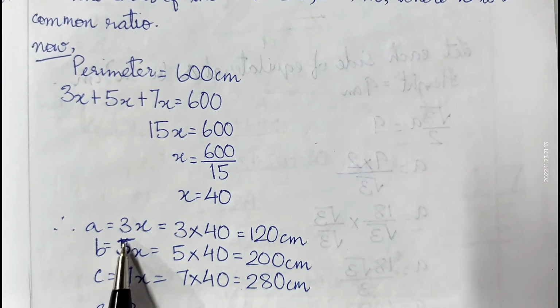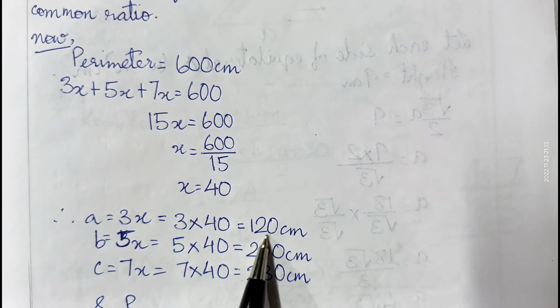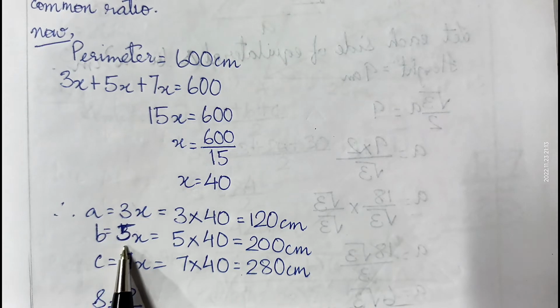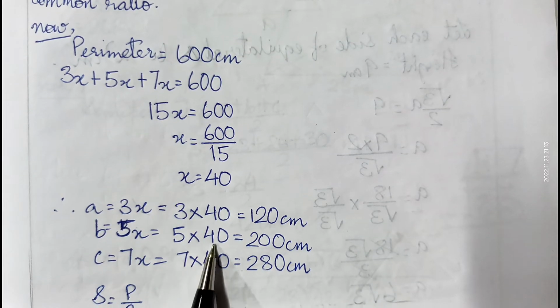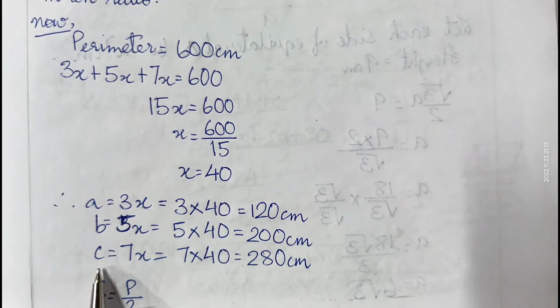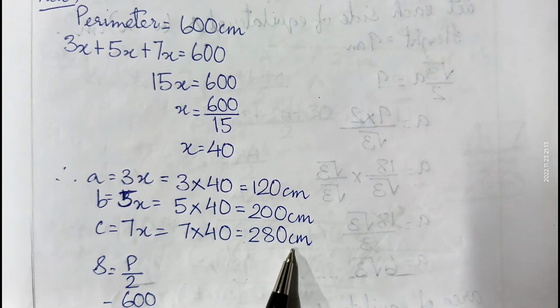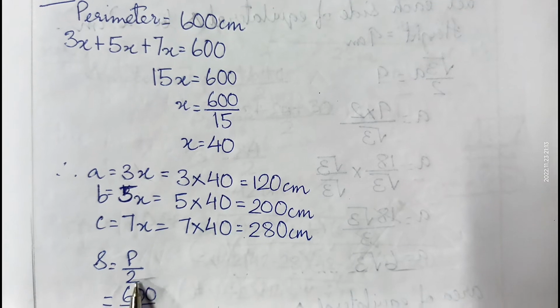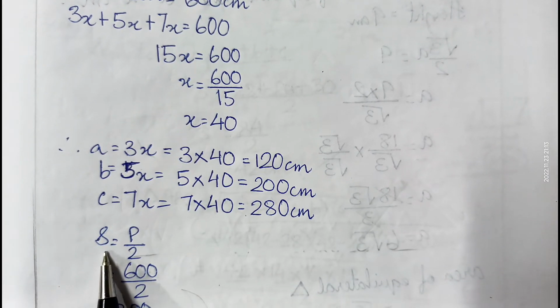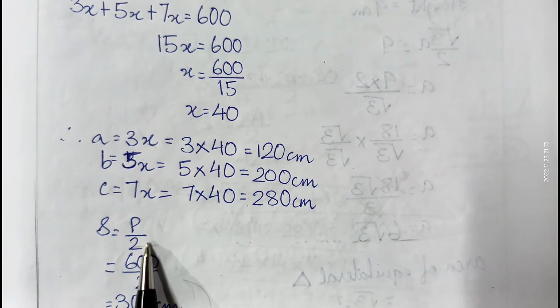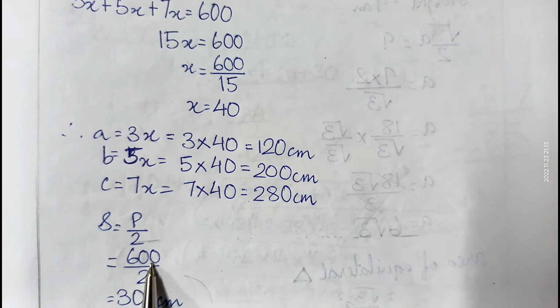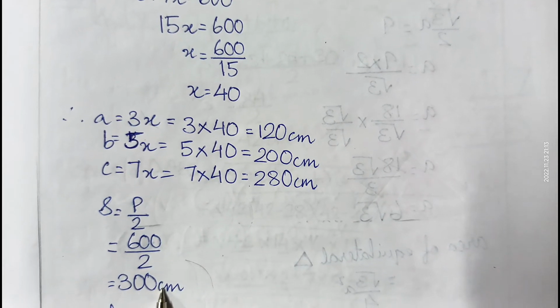So a will be 3x, 3 into 40, it will be 120. B, we have considered 5x. So 5 into 40, it will be 200 centimeter. And C we have considered 7x, 7 into 40 which will give 280 centimeter. Now we have to calculate the semi-perimeter. Semi-perimeter is the half of the perimeter, that is perimeter by 2. Perimeter is 600, 600 by 2, 300 centimeter.